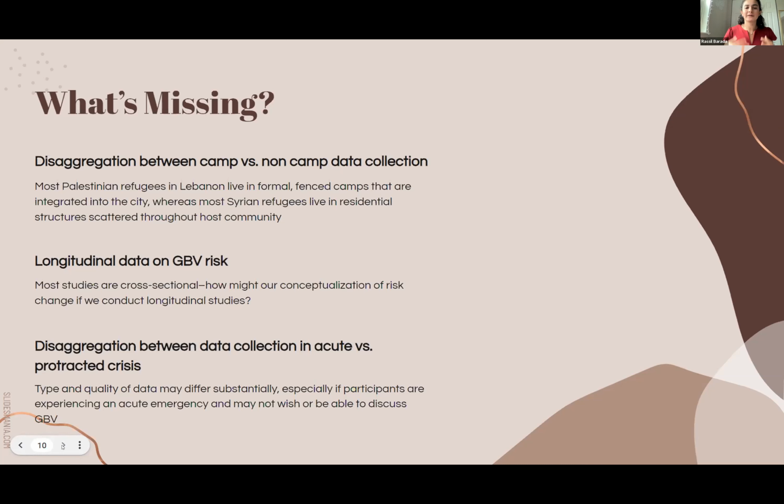And so the type and quality of data may differ substantially, especially if participants are experiencing an acute emergency and may not wish or be able to discuss gender-based violence. But also the type of risk itself may change in these different settings. And so I think more data or disaggregated data on the type of crisis that's currently going on may be helpful. Thank you.